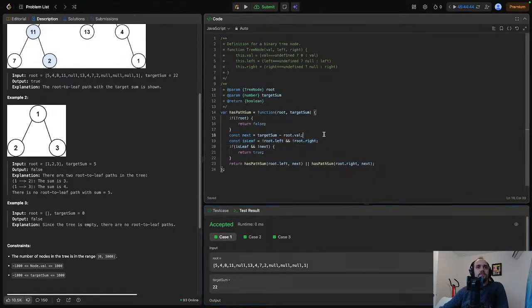Yeah, this needs to happen first because we need to apply the value before we consider whether it's a leaf or not. The order doesn't matter in terms of leaf or next, but we do have to do the subtraction first to consider the value as part of the sum. So we can submit it.